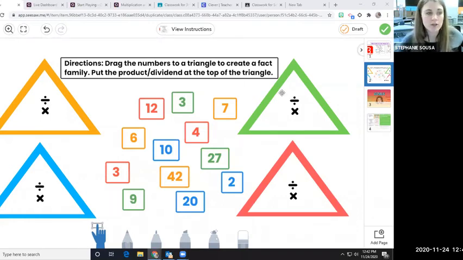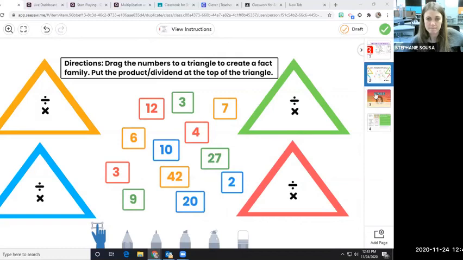So your directions tell you to complete the fact family triangles. You are going to drag the numbers to a triangle to create a fact family. Put the product or dividend at the top of the triangle. So that means the largest number is going to be at the top of the triangle to show that you are multiplying to get there, or that you would divide down to get to the smaller numbers. Okay, questions over slide 2 and what you're going to do on slide 2?